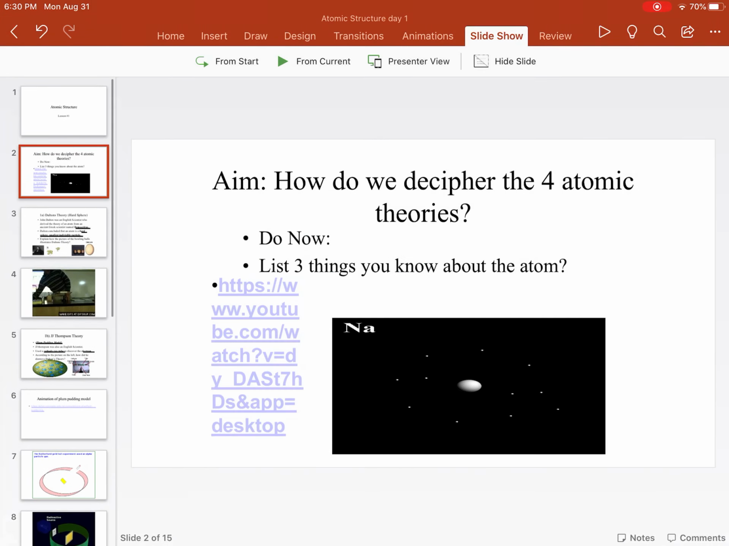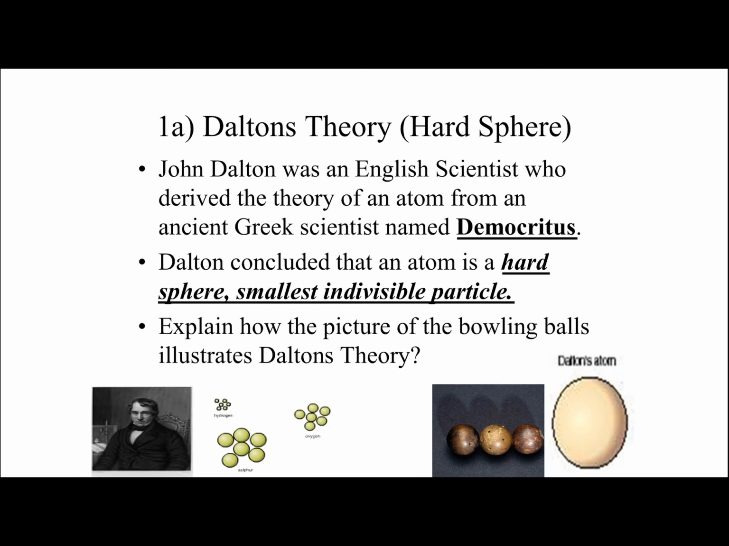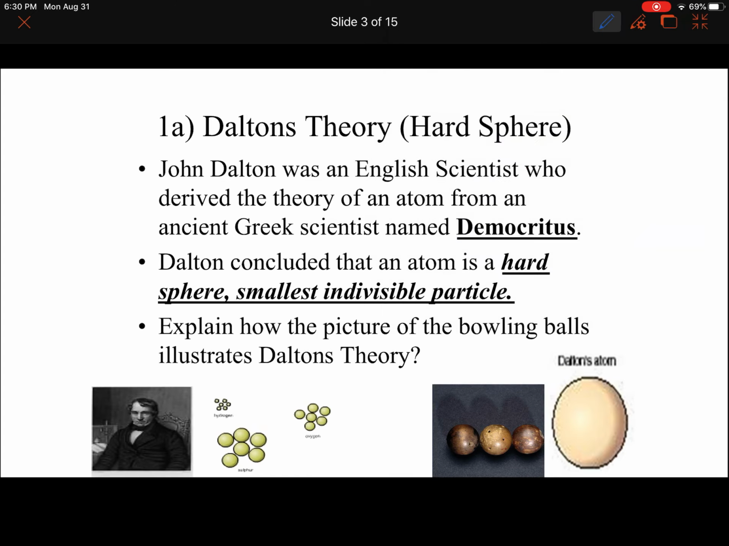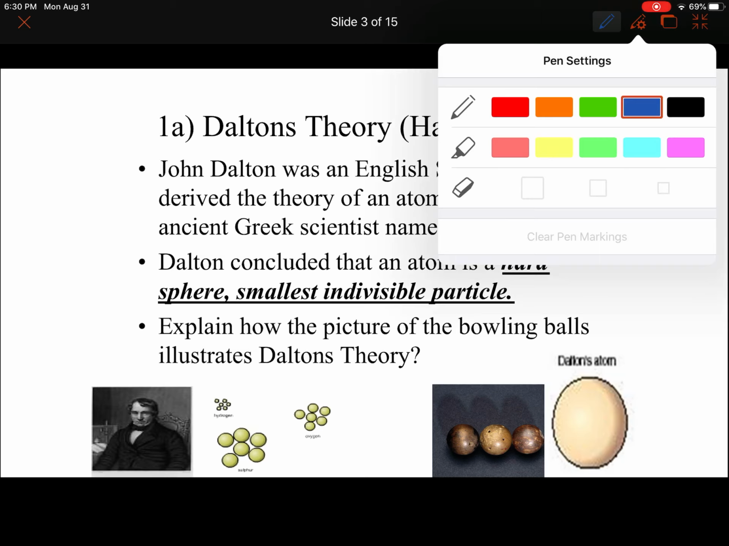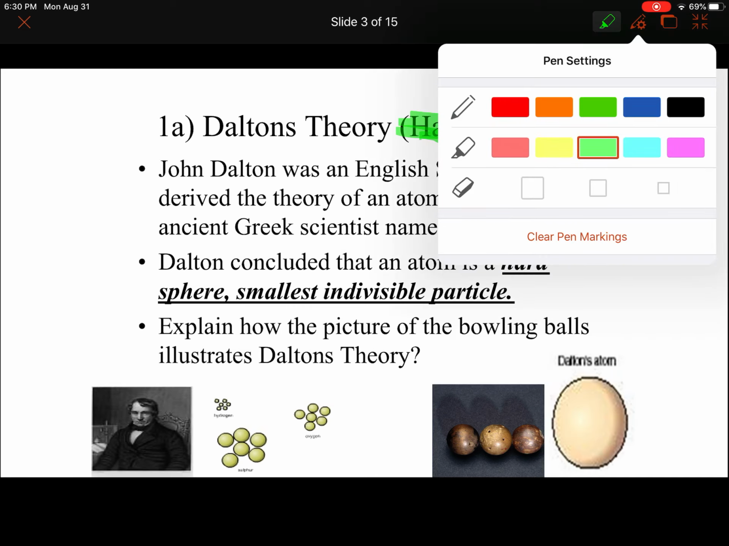So now, let's go over the atomic theory. Well, the first theory was developed by the Greek scientist Democritus in ancient Greece, and then later was taken over by English scientist John Dalton. John Dalton took over Democritus' theory, which basically said an atom is a hard sphere. So in other words, it cannot be divided. It was called indivisible. Cannot be divided any further.